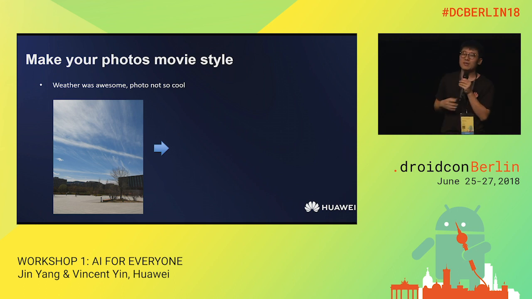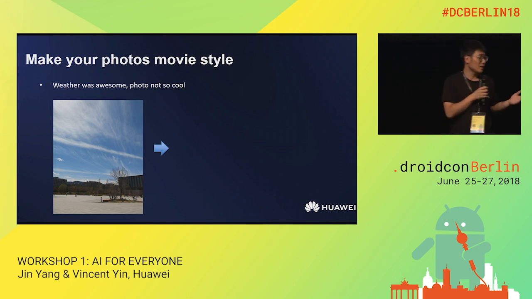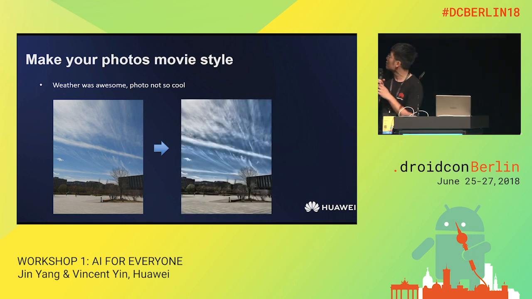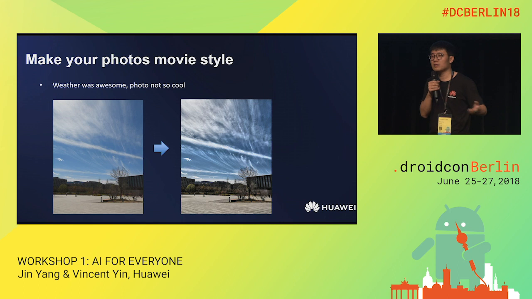And the weather that day was awesome, so I took it. But you guys see the photo, it's not cool enough. Can't reflect my mood. So luckily, my Huawei phone can make the photos like this. I think it's a more movie style, and it's cool enough. But it's not a secret. We just do some image enhancement on the blue sky. Yes, but we need to know first about the blue sky. This is what we do.